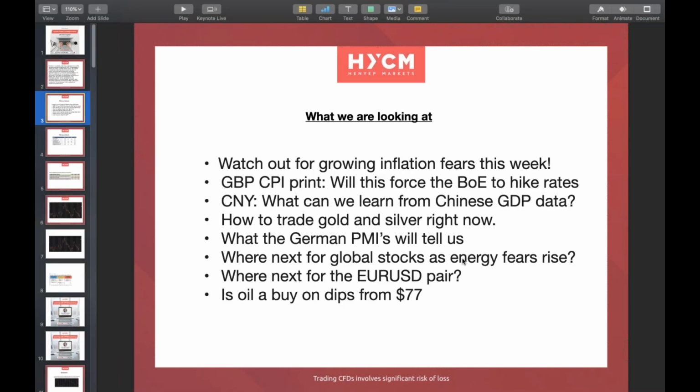Growing inflation fears. It's all about stagflation. I'll explain what that is, and how to look for that, and I'll also explain what markets move and rise and fall in a stagflationary environment. Inflation for the UK is absolutely critical at the moment. I'll explain what's going on with the pound, why the pound has been bid recently, what's driving that. We'll also look at the Chinese GDP data that came in overnight and how that's fueling stagflation fears.